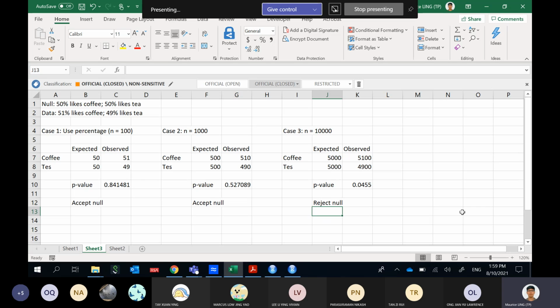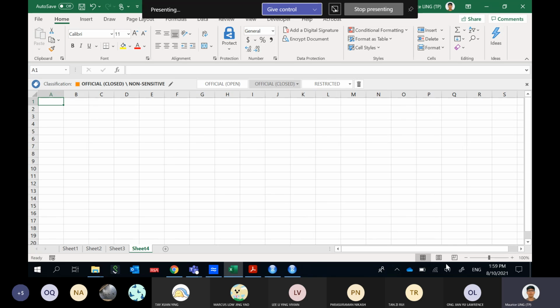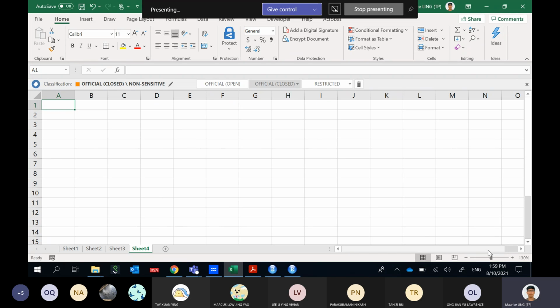Now, let's look at the third situation, which is actually quite fun. Based on what you know about biology, do you think there's equal male birth to female birth? Is it 50-50? Do you expect it to be 50-50? So the null hypothesis is that the proportion of male birth equals the proportion of female birth.